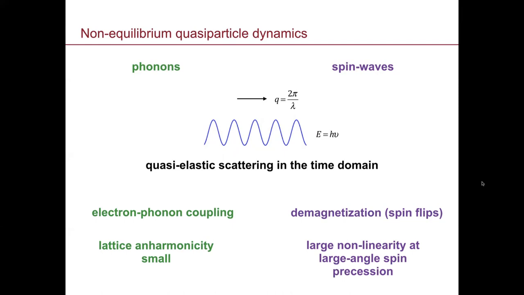So the phonons will in this case be excited since we heat the electronic system. So they are excited through electron-phonon coupling. And fortunately, typically for phonons, the lattice anharmonicity is small, so we can expect to follow a lot of beating in the time domain. And it turns out this will be a little bit more complicated for spin waves. Here we have to flip spins through demagnetization, and that on a certain time scale also then is hopefully exciting spin waves. And there it turns out that especially when we demagnetize a lot, this is a highly nonlinear process. So there will be some interesting consequences coming from that.